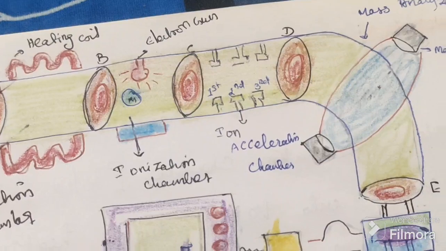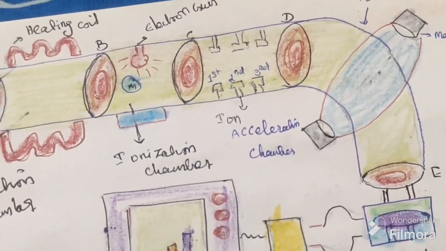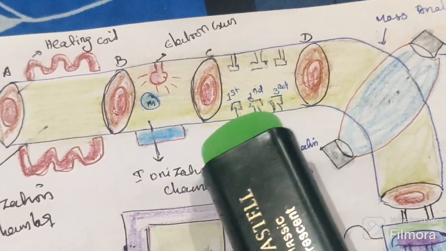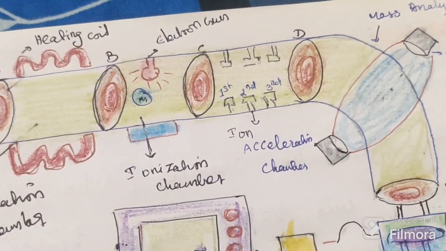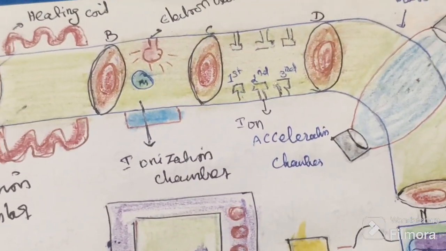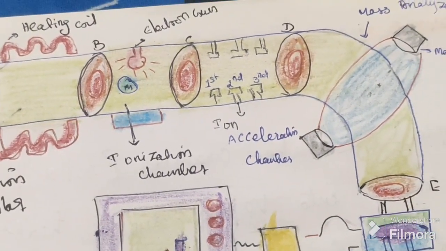Now coming to the third chamber, it contains various ion electrodes. The first one is positive potential, the second one is negative potential, and the third one is more negative potential. So it will accelerate the ions.